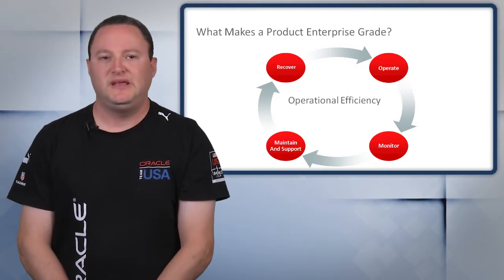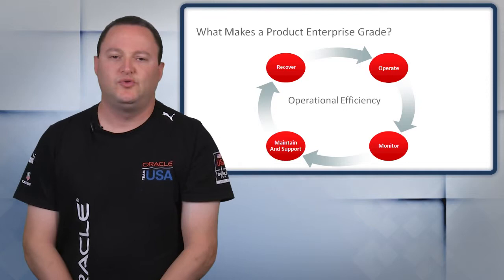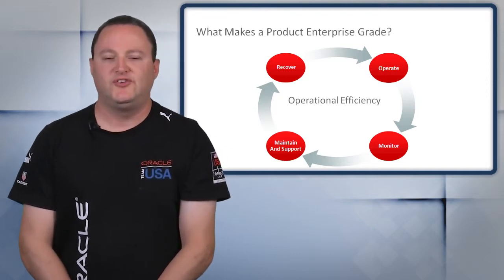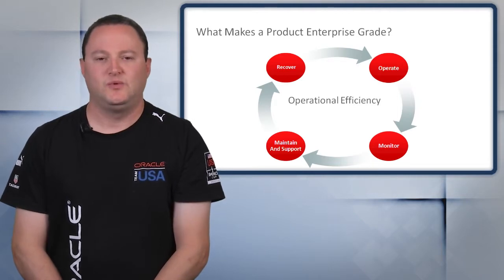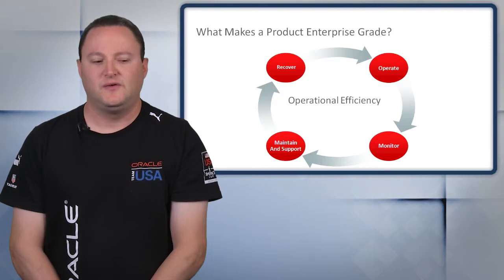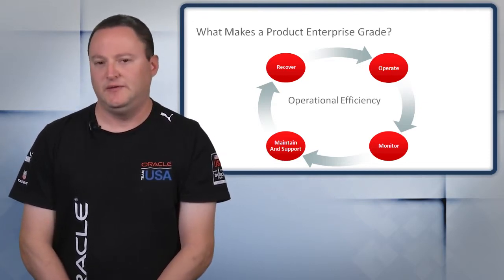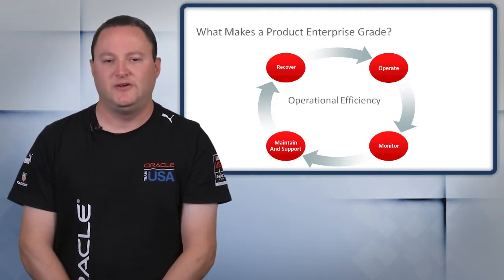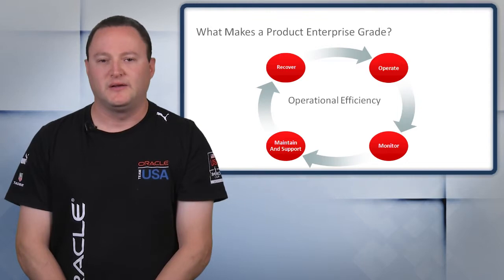So what does it mean to have an enterprise-grade product? The first and most important thing is what we call operational efficiency. Or in other words, it needs to work, and it needs to work in a way that is easy to maintain and support. So first, it's easy to operate. It's intuitive. Every administrator, and there are going to be a lot of administrators dealing with it, is capable of running and working with the product.